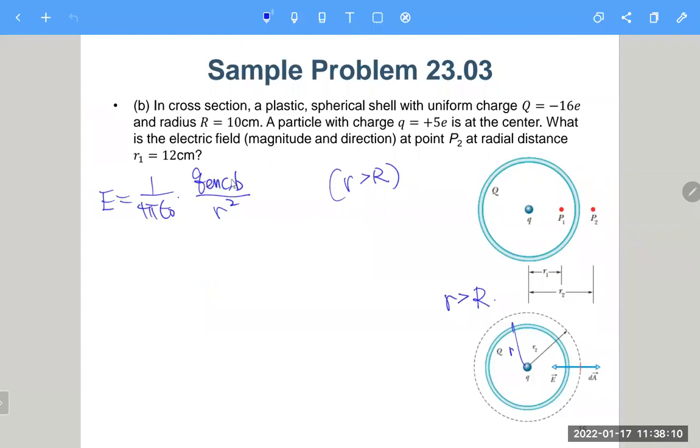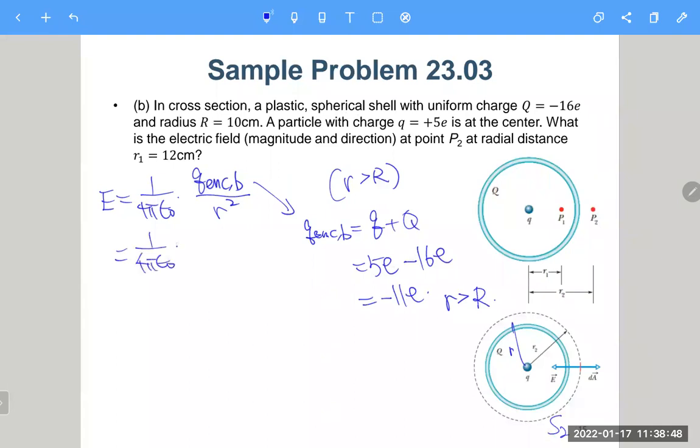Q enclosed B is nothing but small q plus capital Q, because both small q and capital Q are inside this one, S2. So small q is still 5e, and then capital Q is a negative 16e. So altogether it is a negative 11e. So it is 1 over 4 pi epsilon naught and then negative 11e all over R squared.